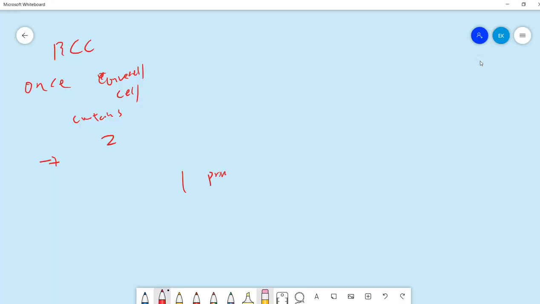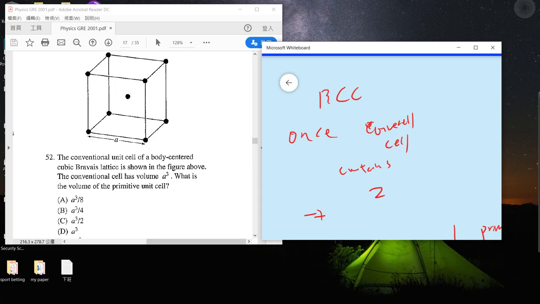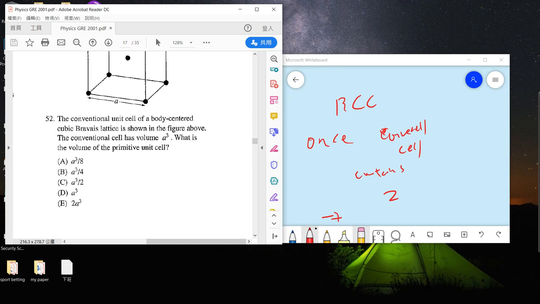So that means one primitive cell. Primitive means it contains 1 atom. Its volume is the volume of the conventional cell divided by 2. The volume of the conventional cell is a cubed, so a cubed divided by 2. So the answer is C.